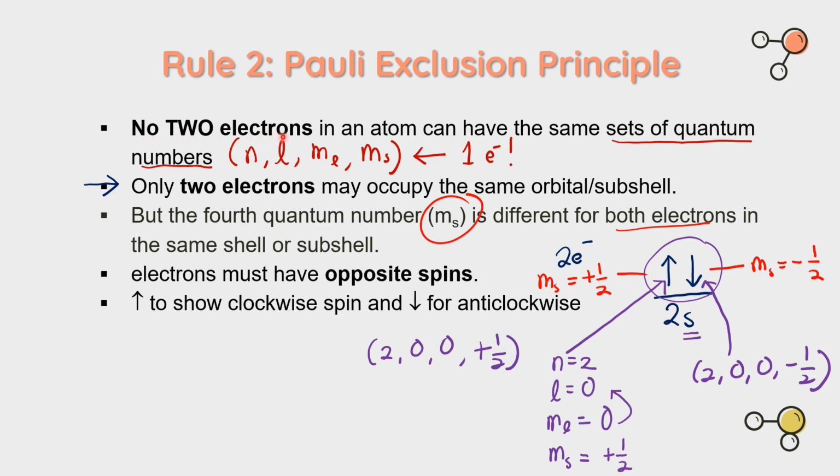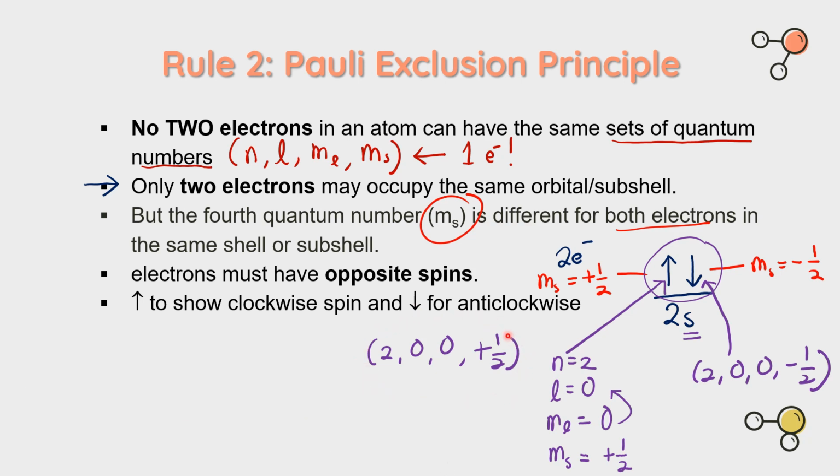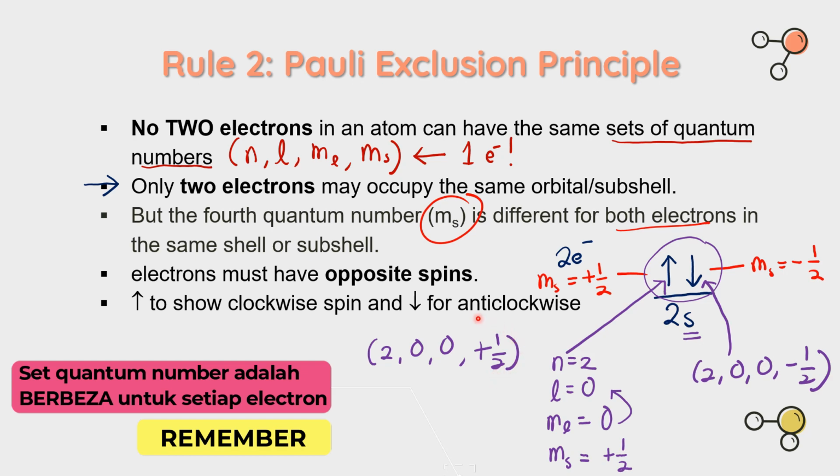No two electrons in an atom can have the same sets of quantum numbers. Even though we have two electrons in the same orbital, tetapi each of these electrons has a different set of quantum numbers. So that's why this set of quantum numbers can be used to characterize an electron. Okay, digunakan untuk nak characterizekan satu electron.